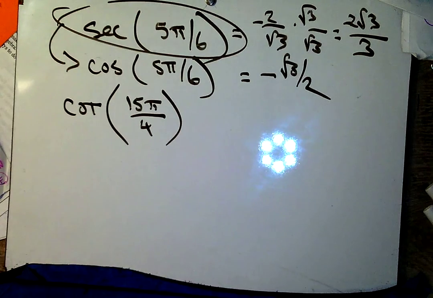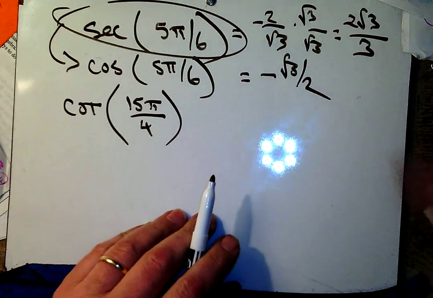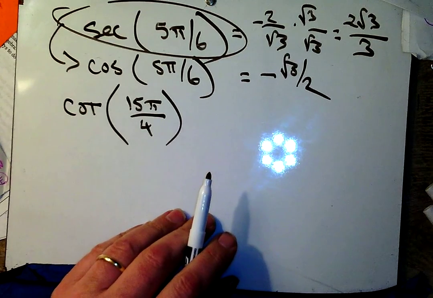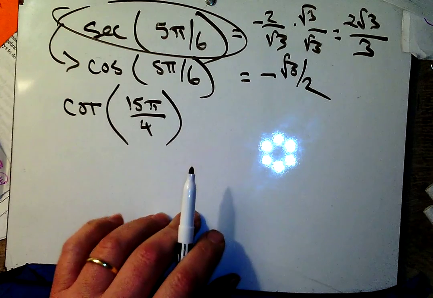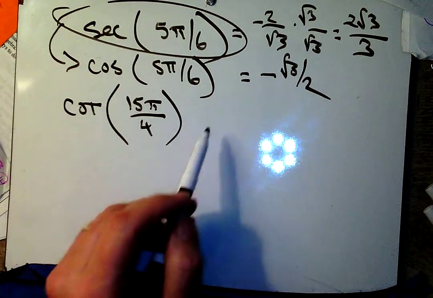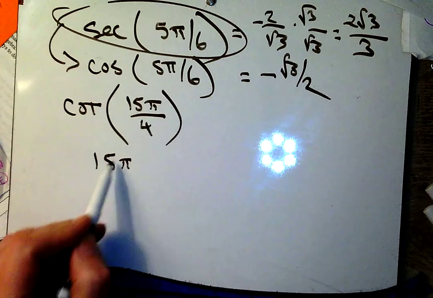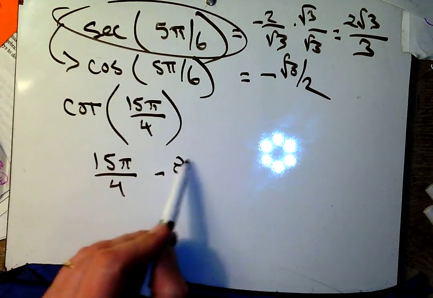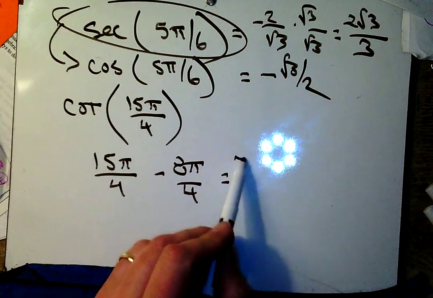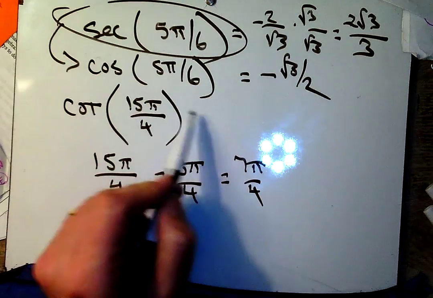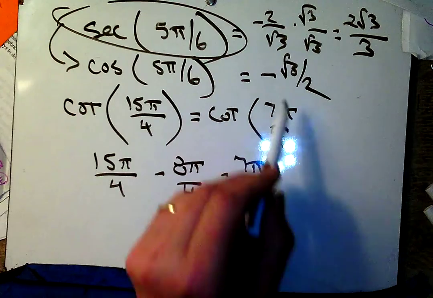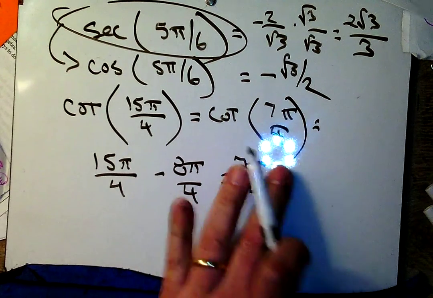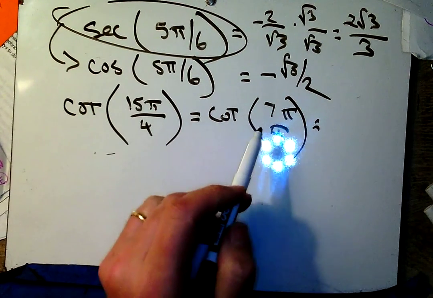Oh, yeah. 15 pi over 4. Not on my unit circle. How am I supposed to do those problems? What is it that I needed to do in situations like that? Do you remember? That's right. We need to use a coterminal angle. So I'm going to subtract 2 pi and get 7 pi over 4. So now I'm asking what's the cotangent of 7 pi over 4?